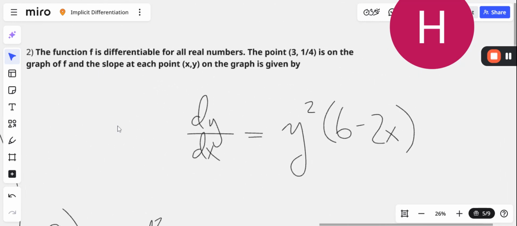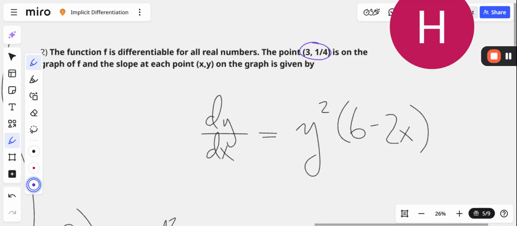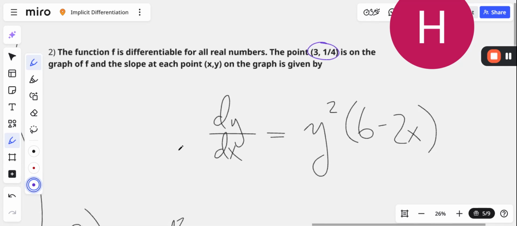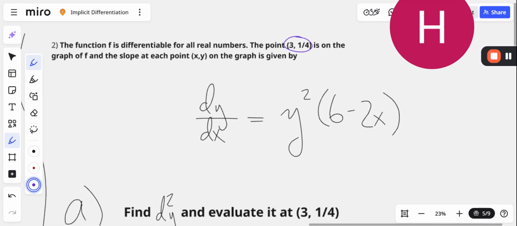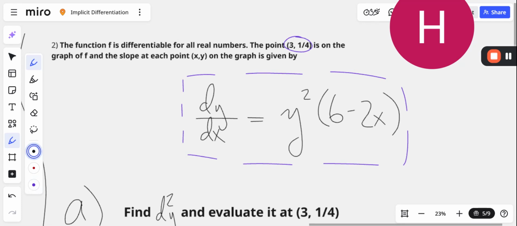The function f is differentiable for all real numbers. The point (3, 1/4) is on the graph of f, and the slope at each point of the graph is given by this. So like I said, we're given dy dx. This is an expression for the slope at any point. But the x and y point has to be on the graph, remember. We don't have an original curve to check with here.